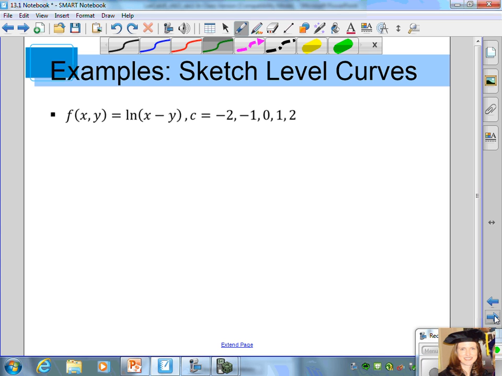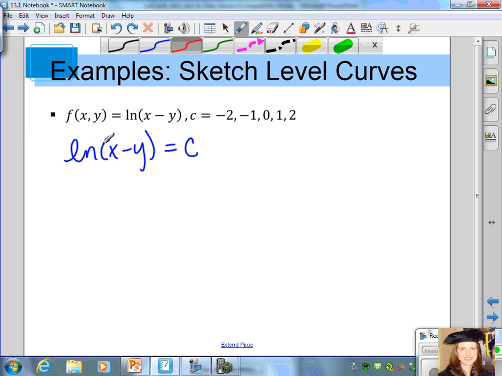Let's try our hand at this function of two variables. f of x, y equals the natural log of x minus y, where c is equal to -2, -1, 0, 1, and 2. I'm going to show you a little shortcut for this one using a calculator and solving it in such a way where each time you're changing the value of c. So what you can do first is to set the function natural log of x minus y equal to c to begin with. Now we would like to use a graphing calculator. In order to graph, you need to solve this for y. And we'll plug in the c levels later after we solve this for y.